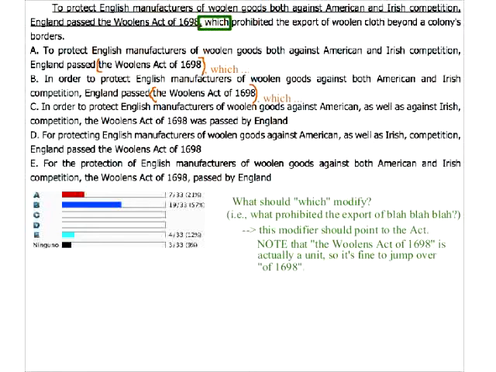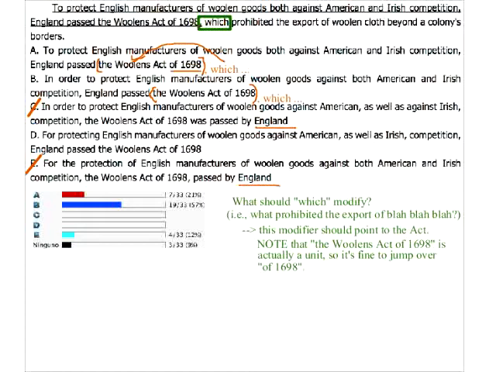So this is okay, which you can jump over that and go to the Woolens Act. On the other hand, this is England, so that's not okay, and that's England, so that's not okay. So the ones that modify England are incorrect. So questions about that?